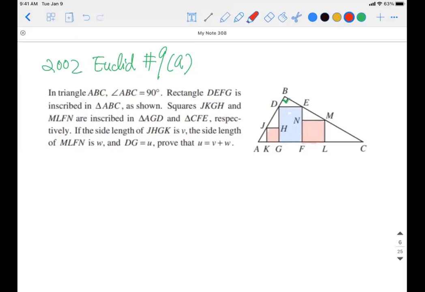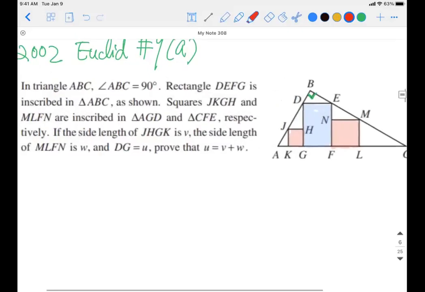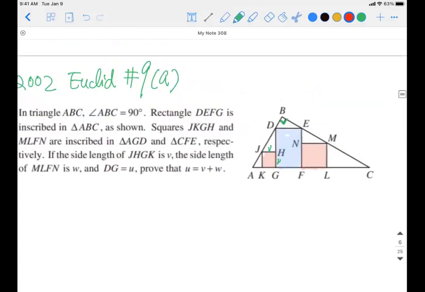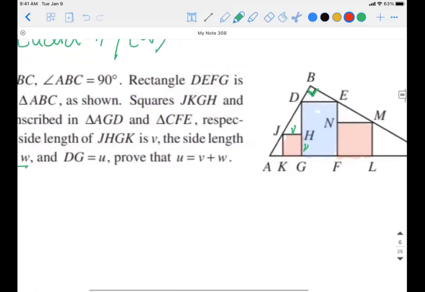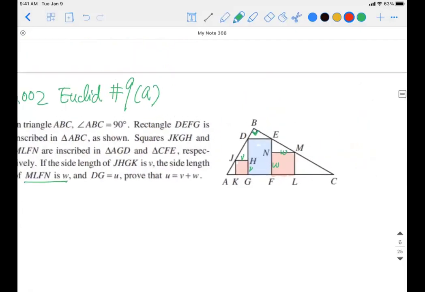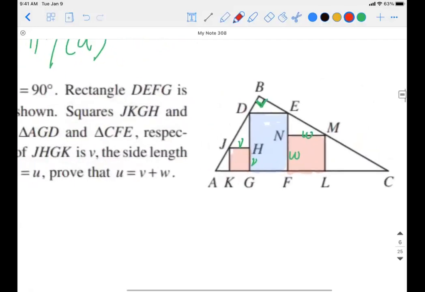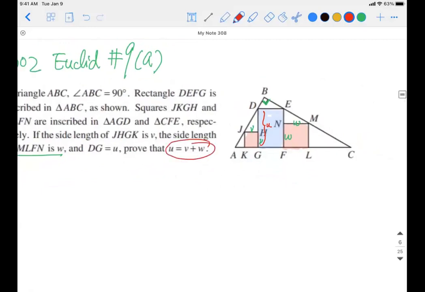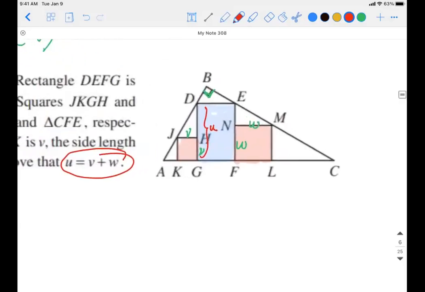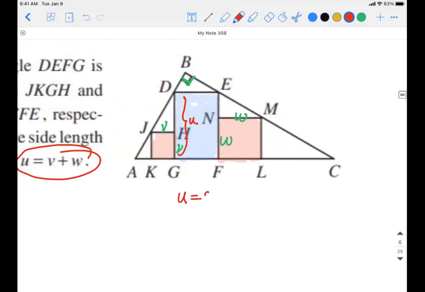If the side length of JHGV is V, this one is V, this one is V. And also the side length of MLKF is W. This is W, this is W. And DG equals U. Let me change to a different color. DG is here, equals U. With all this information, the question asks you to determine that U is equal to V plus W. U equals V plus W.